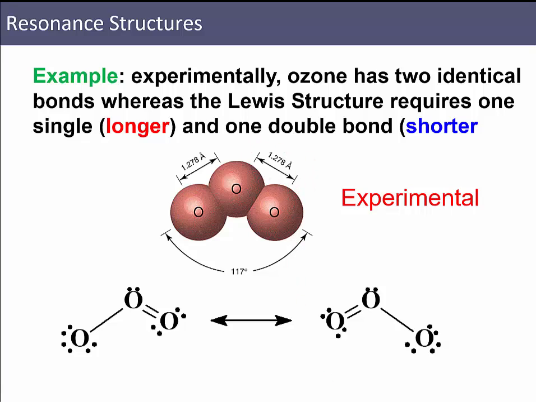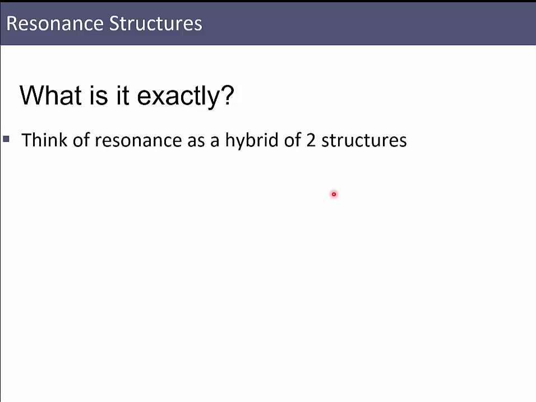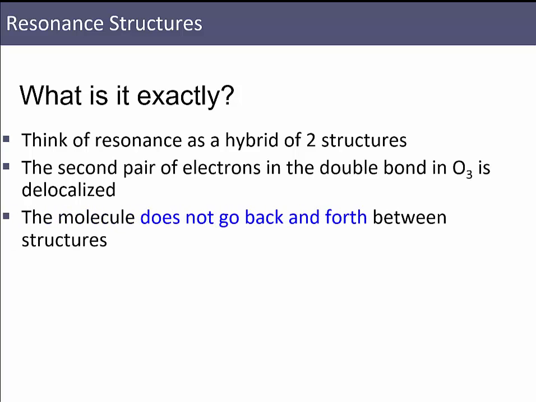So what is it exactly? Well, resonance you can think of as being like a hybrid of 2 structures. The second pair of electrons in the double bonded O3 is delocalized. It's going to be spread out across both bonds. The molecule does not go back and forth between the 2 structures. It's not like one on the left and then one on the right, and then one on the left and then one on the right.